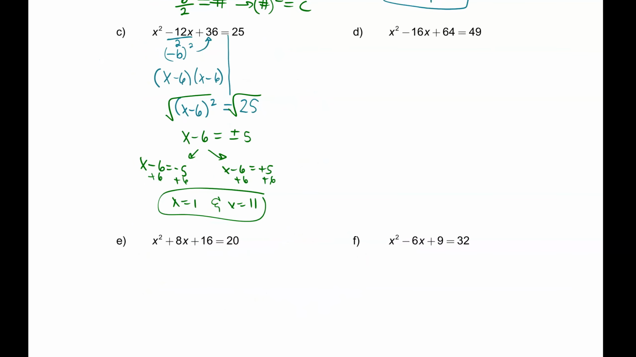Wait, isn't it negative 1? No, negative 5 plus 6 is 1. Negative 5 plus 6 is 1. Oh, I did it the other way. So you got negative 1? That's wrong. C. Again. Yeah. I thought it was B.